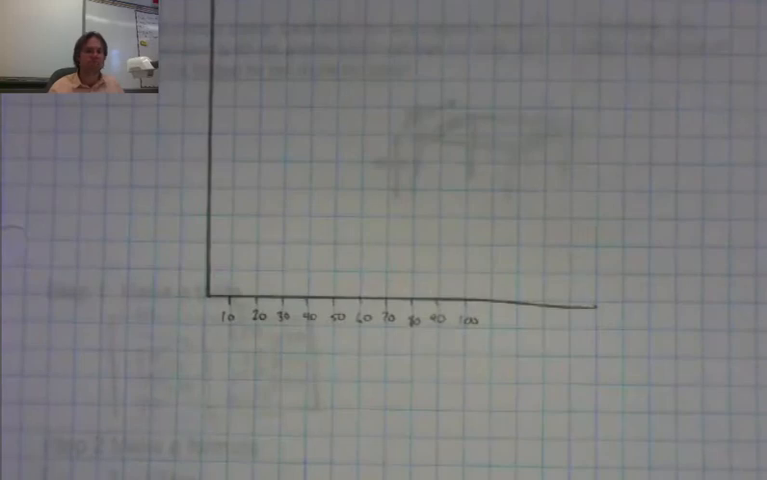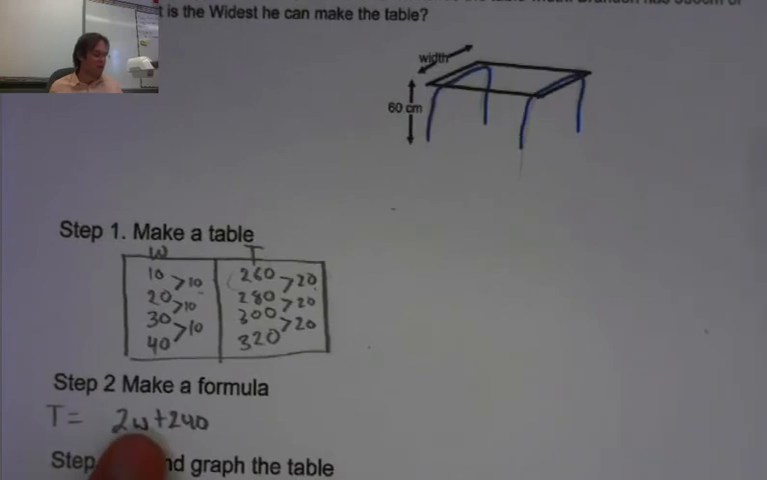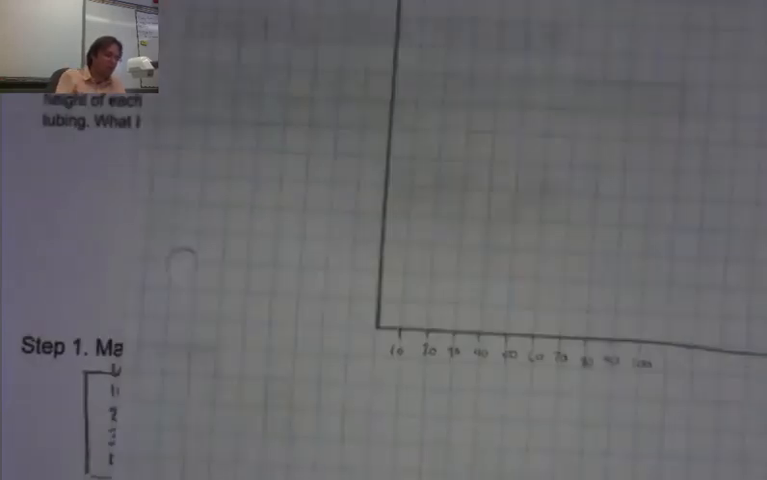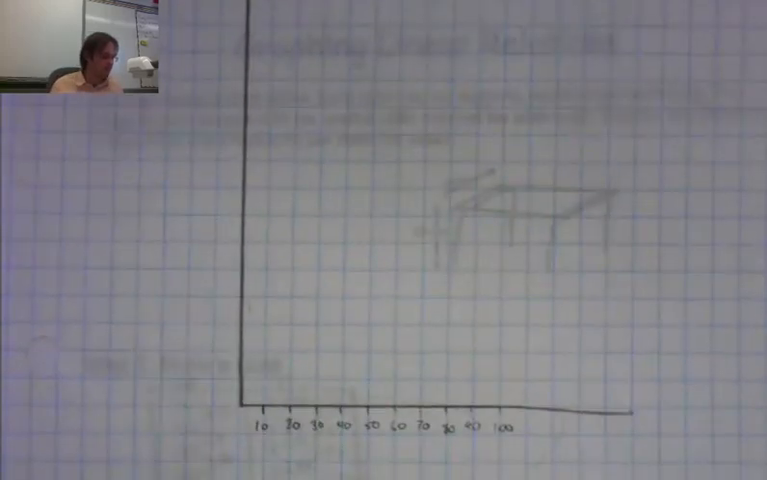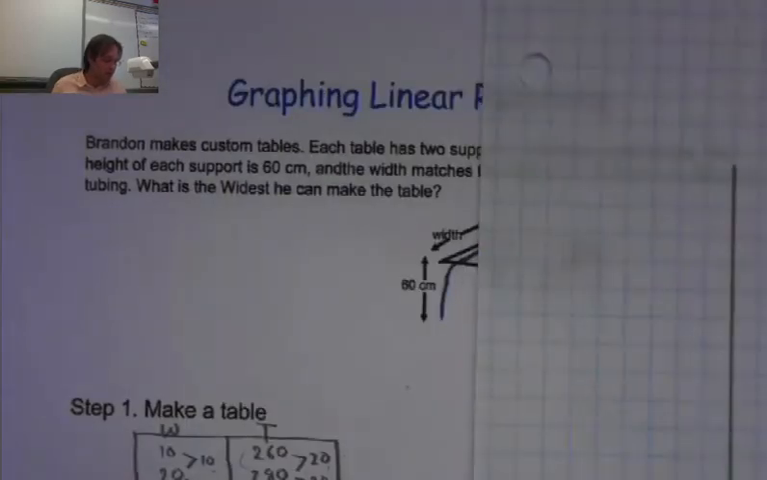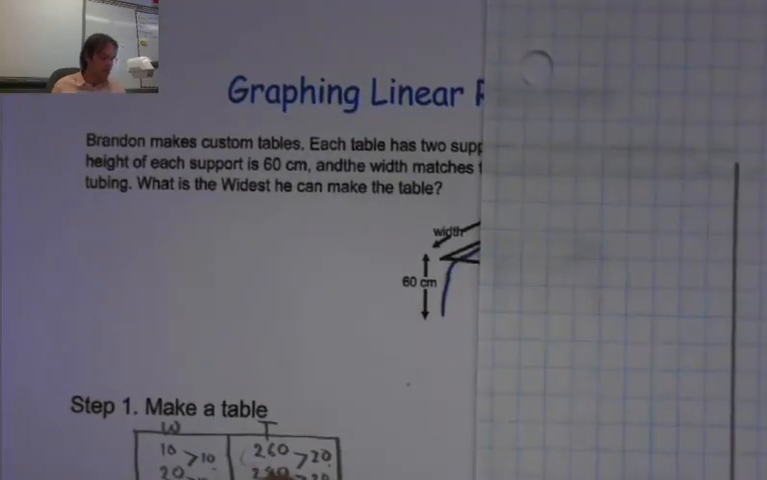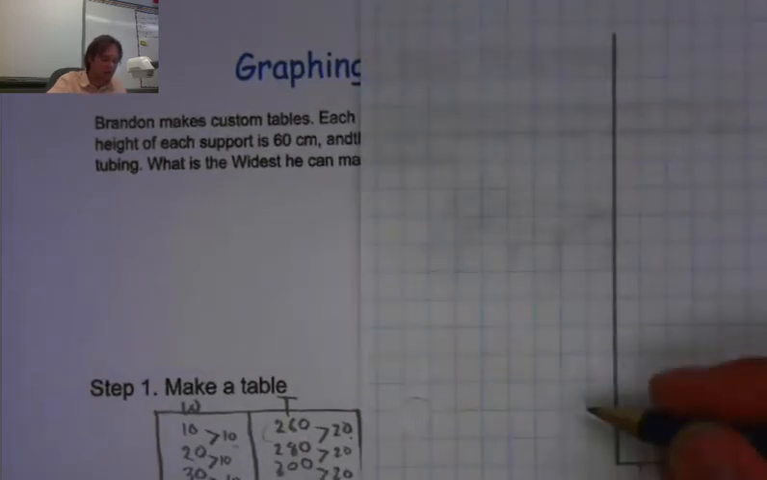Okay? Because that there is my manipulated variable. It's the W. The manipulated variable, the one right here, is always going to go along the bottom. The one we're trying to find out will be up the side. Okay, so if we have 10, our first point is right there at 260. So I'm going to have to start counting up. So I'm going to count by 20s here.